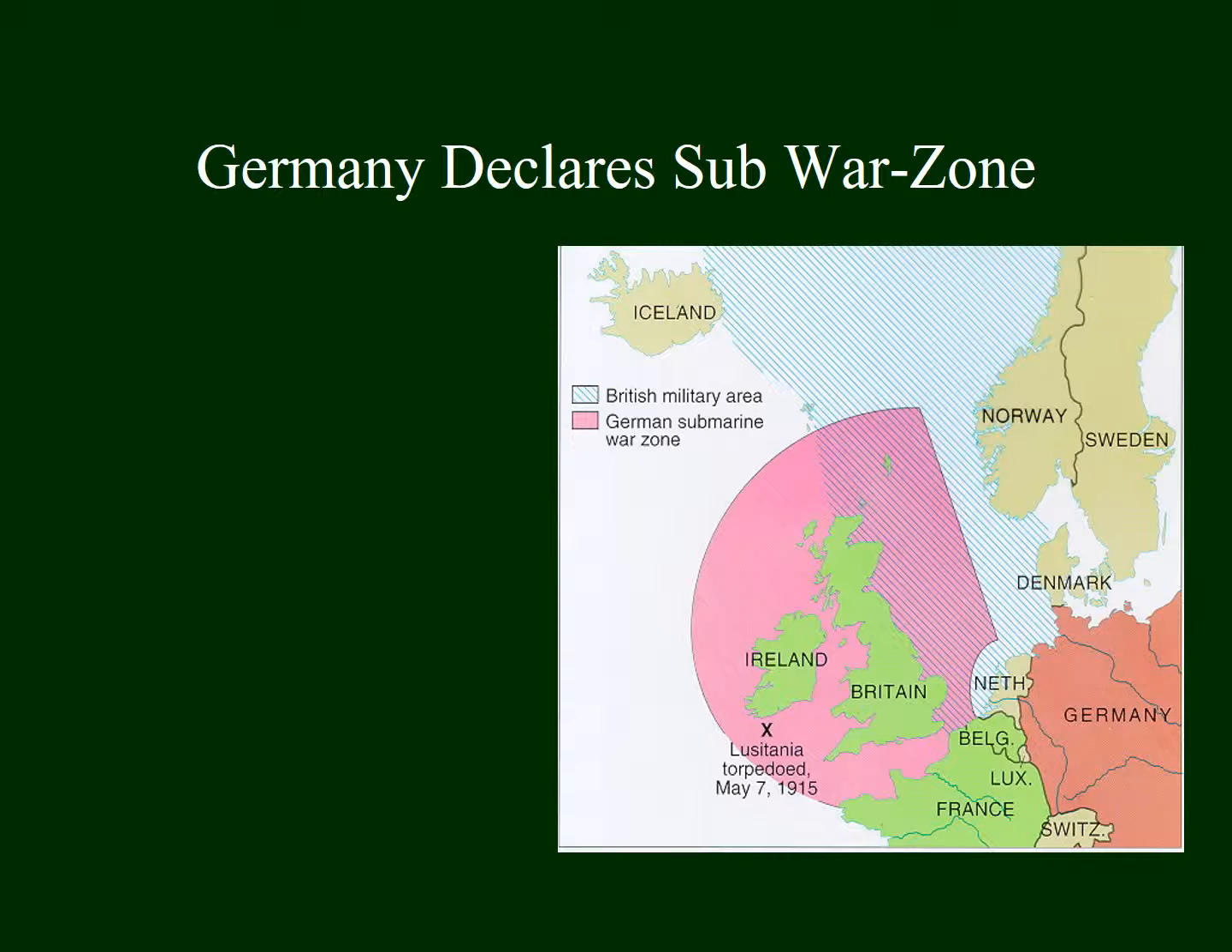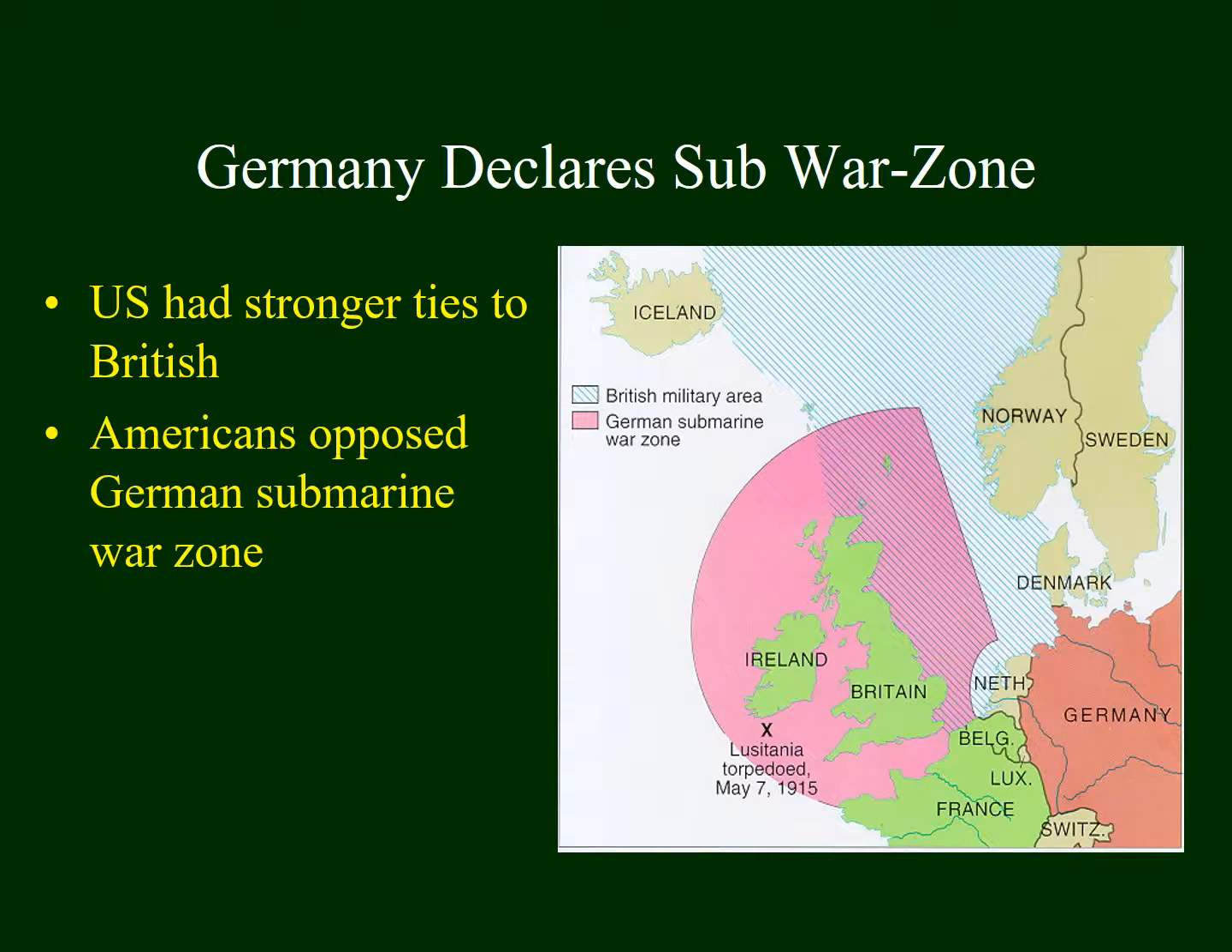While Wilson called for this, the United States had closer relations with the British and strong economic ties. One thing that the Americans did not support was the declaration of a submarine warfare zone around the British Isles. The Germans declared that if any American ship was to come into that area, it could be attacked.